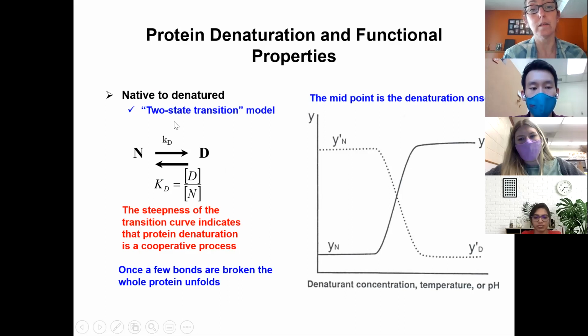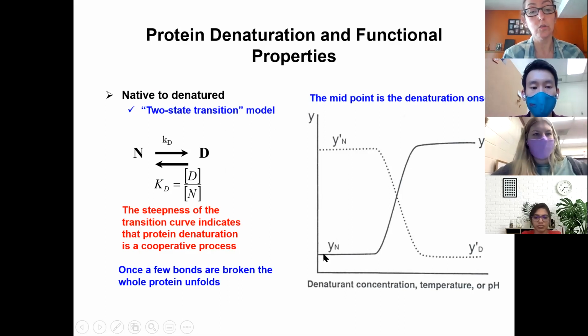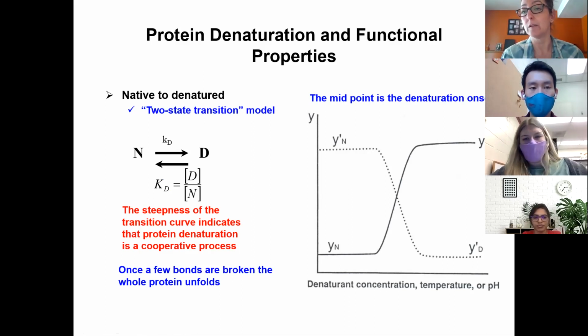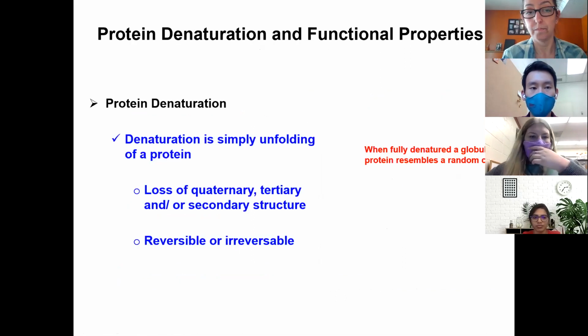And it says here it is a two-state transition model. Once a few bonds are broken, you reach a point and then spontaneously everything breaks loose. Once a few bonds are broken, the whole protein unfolds because there's enough energy to cause chaos and break more bonds. If we want to think about denaturation in simple terms, we can say it's simply unfolding of the protein.